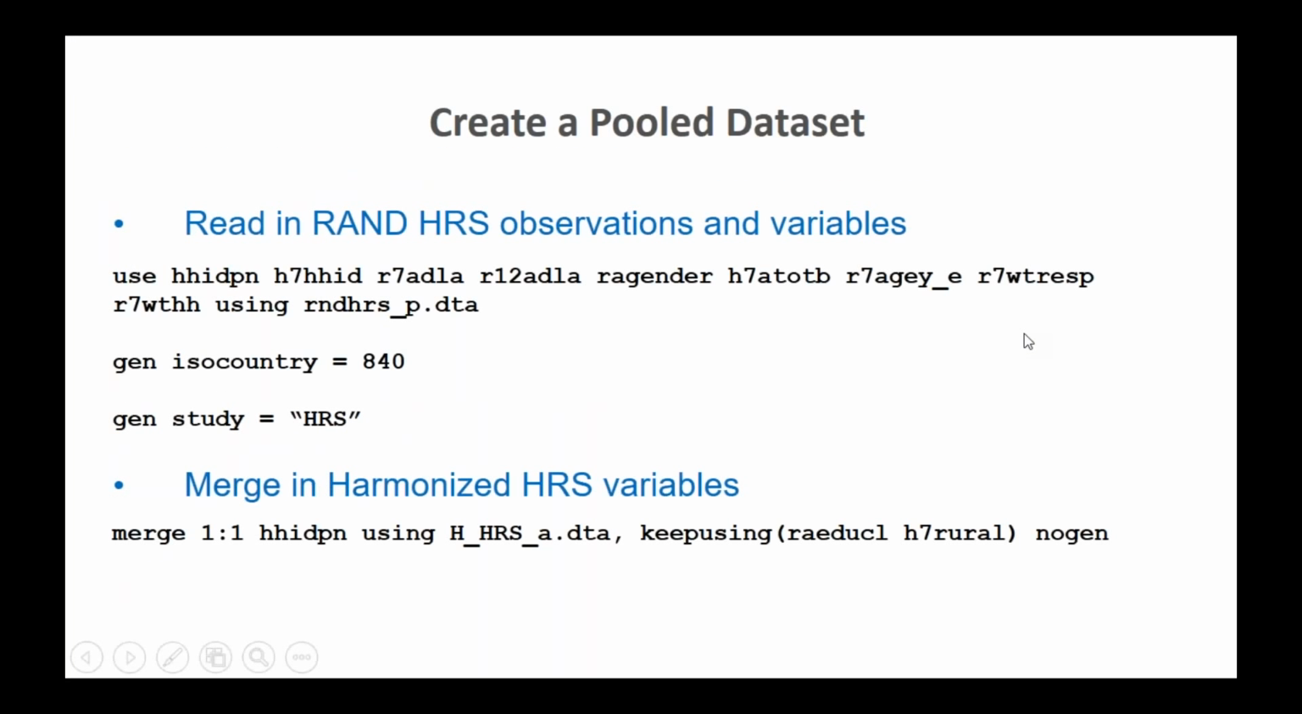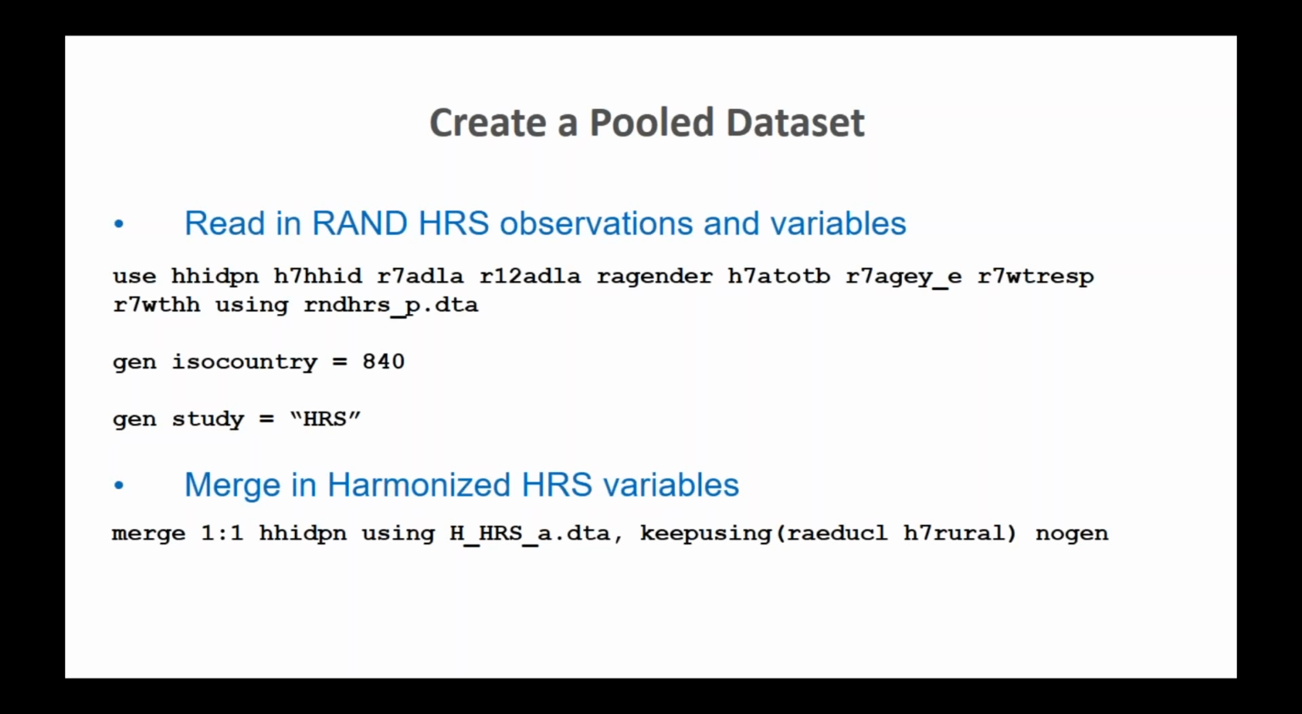All right, so the first thing we want to do is read in the RAND HRS observations and variables. So we'll do that in Stata saying use. We're going to list out all those RAND HRS variables that we want, and we're going to say using the RAND HRS data. We want to remember, even though we're going to bring in more countries, that everyone who we started with is in the US. So we're going to create a variable called ISO country, and that's going to be equal to 840, which is the ISO country code for the United States. That's maybe a complicated way to remember that they're from the United States, but it works for me.